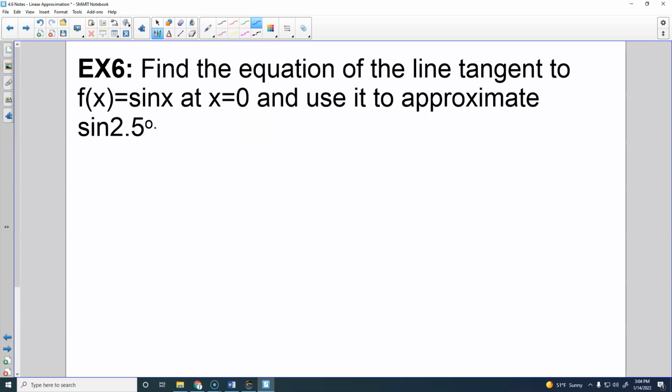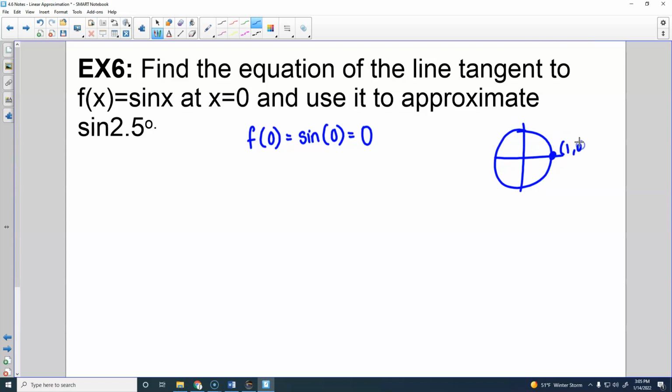So f of 0 would be sine of 0, which we all know our unit circle so well. Is it 1? No, 0. Sine is y. Sine is the y coordinate. We're talking about this point right here. 1, 0, so the y coordinate is 0. So sine of 0 is 0.